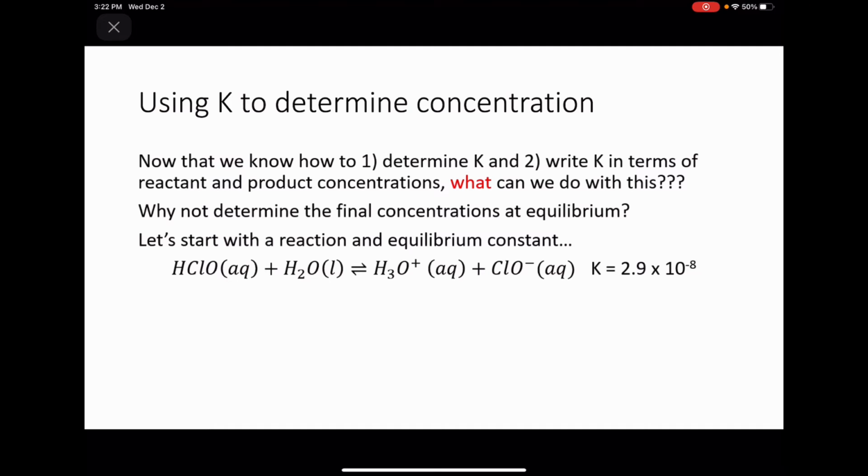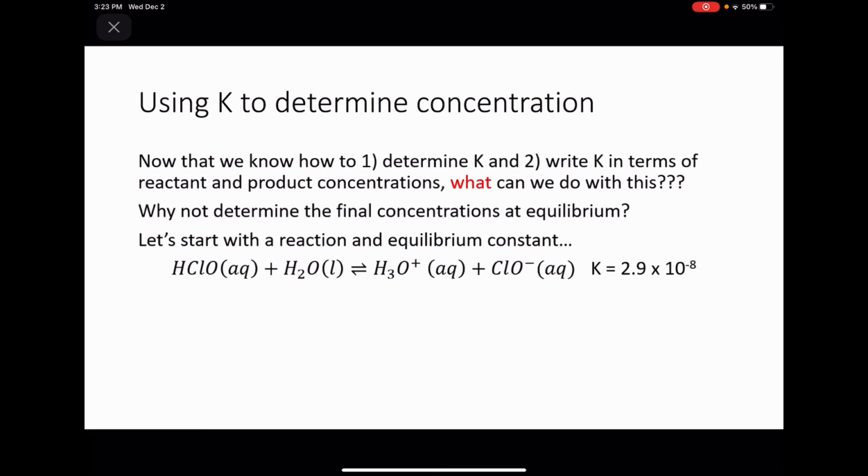So like I said, we're going to do a lot of these. So we'll have HClO. The acid is going to react with water. We're going to generate H3O plus and ClO minus. We had a similar reaction on the last slide with acetic acid.